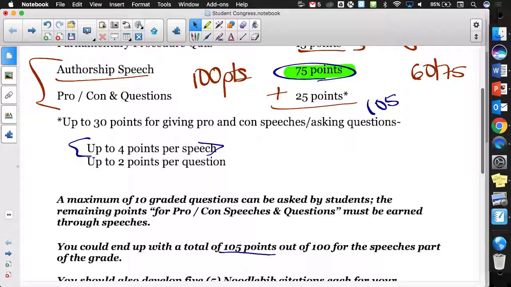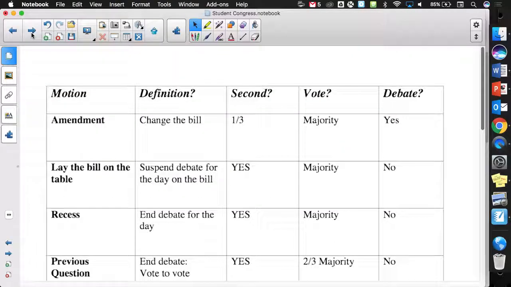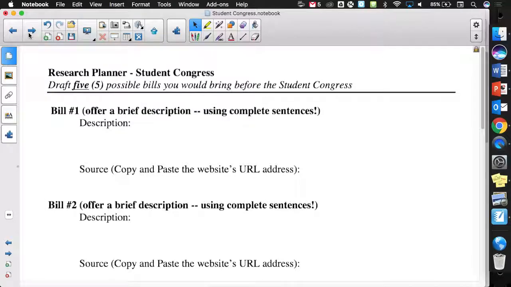So, even though we don't have any information yet, what is going to happen is you will have a copy of everyone's bill. Before Student Congress begins, we're going to know what those bills are going to be. For Friday, you're going to do a research planner. This is the third sheet in your packet, and again, this is going to be digital. You're going to submit 5 possible bills that you want to do, with the idea that whatever your first pick and Brooke's first pick, maybe they end up being the same, so we want to have some backup bills that we can follow.